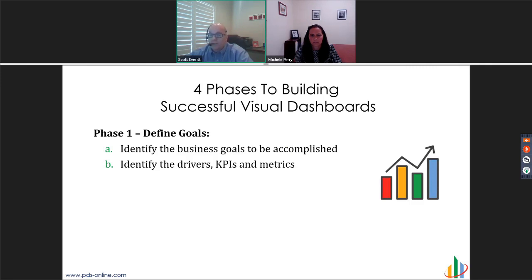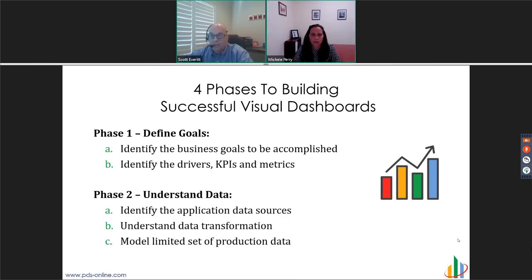What is it that you're really trying to get to? What is your organization trying to do? And what are the key drivers or metrics that you're going to need to understand and access and be able to get to for that? And are they really what you're going for? Do they really measure what you think you're measuring?